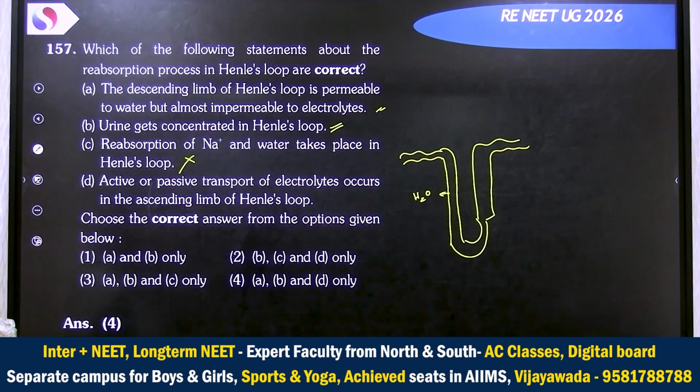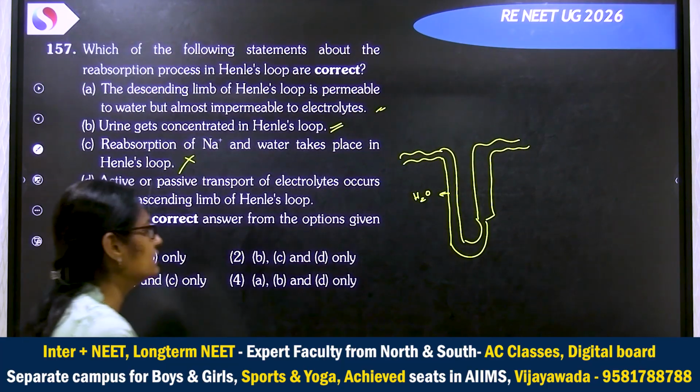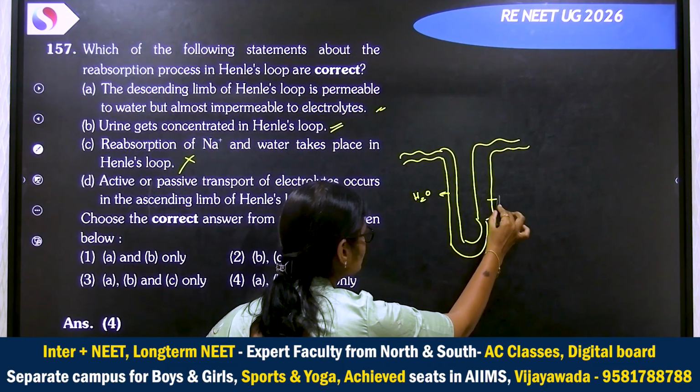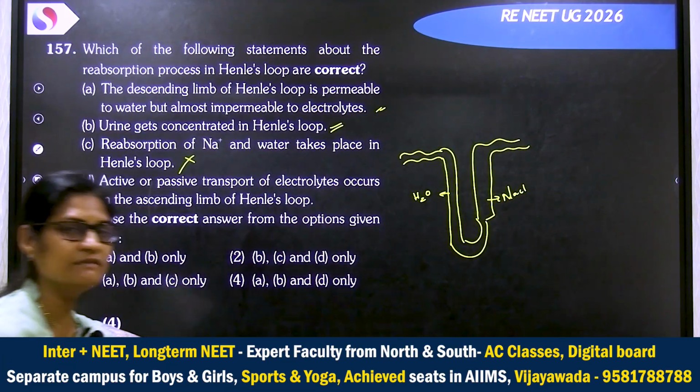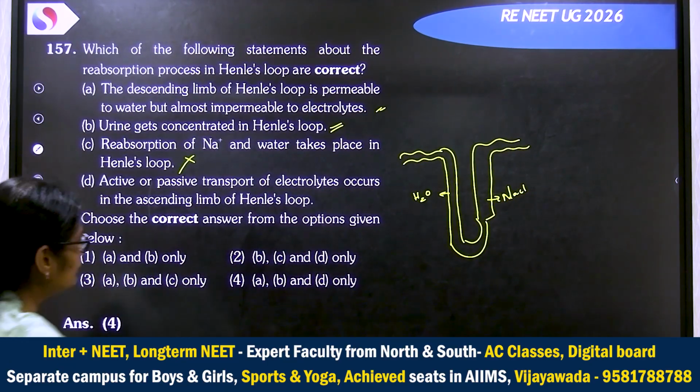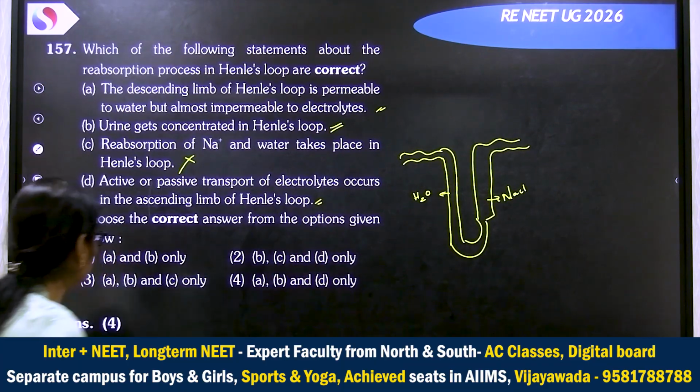Active or passive transport of electrolytes occurs in the ascending limb of Henle's loop, obviously. So whatever electrolytes come out from the ascending limb of Henle's loop, they will be transported either actively or passively. This will be a correct statement. So what will be our right answer there?